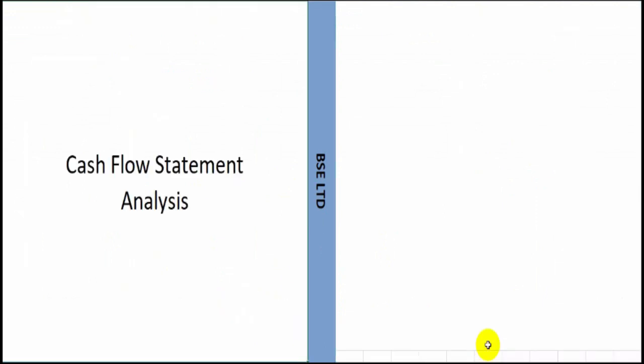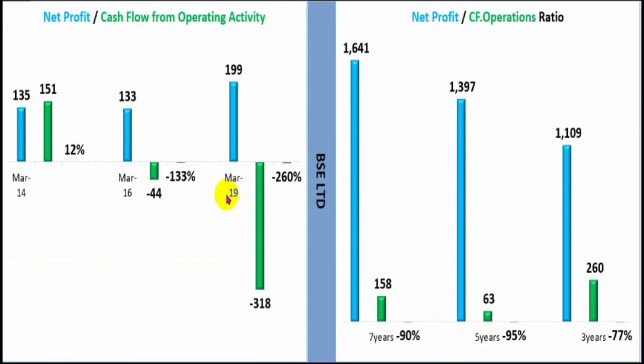Moving on to the cash flow statement analysis. In March 19, the company's total profits declared were 199 crores. Against that, the company had an outflow of 318 crores in terms of operating activity, and this needs to be investigated. In March 16 also, the company had an outflow of around 44 crores from its operating activity. Out of the profit shown of 133 crores, the company had not received anything in terms of operating activity, and both of these years need to be investigated before we can take a decision.